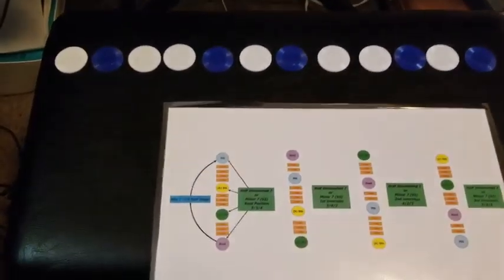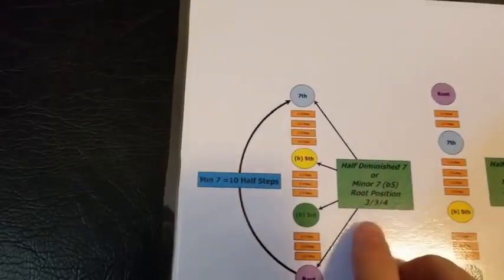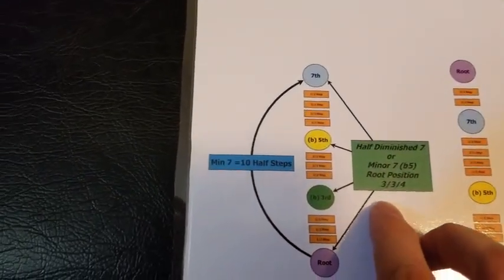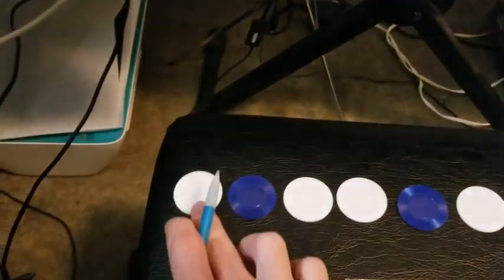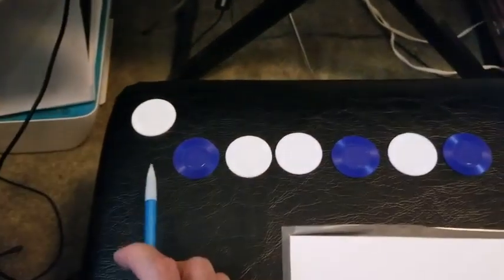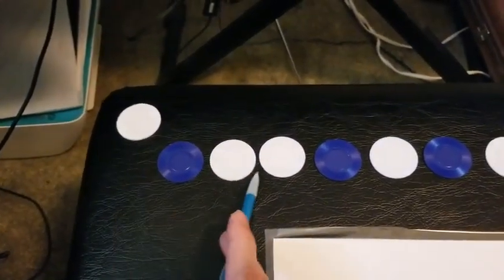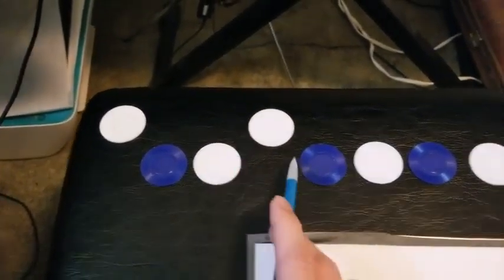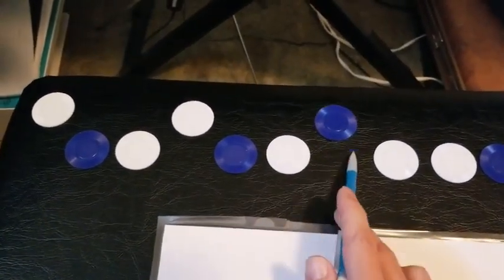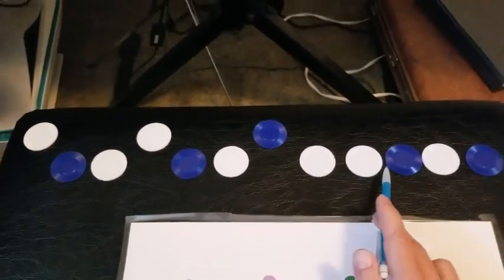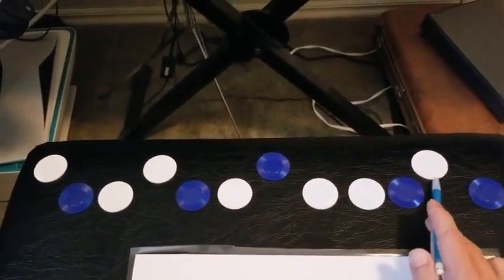And what we're going to do is pick out the notes of our A half diminished chord in root position first. So we're going to have a 3, 3, 4. We're going to start here with the A. We're going to count 3 half steps: 1, 2, 3. And another 3: 1, 2, 3. And then the 4: 1, 2, 3, 4.